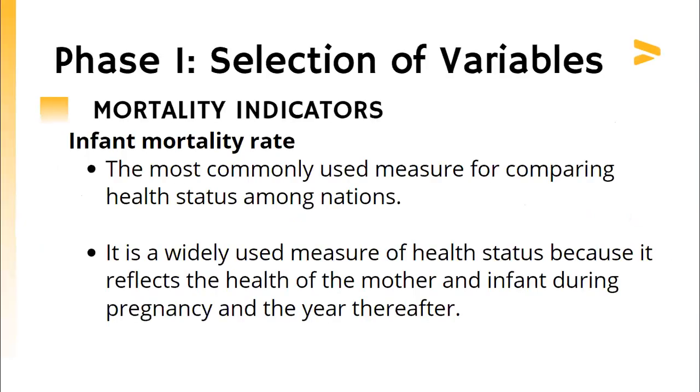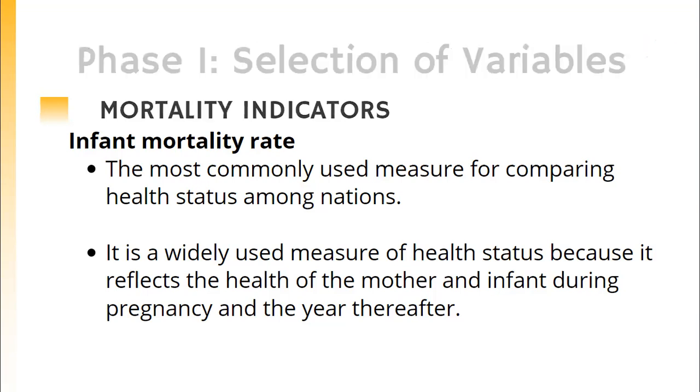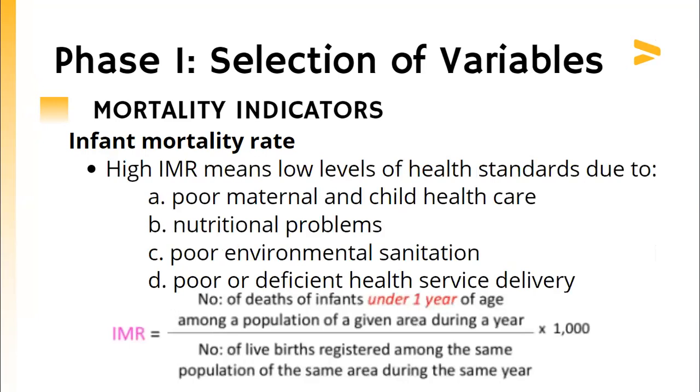So another mortality indicator is what we call the infant mortality rate. This is the most commonly used measure for comparing health status among nations. It is widely used because it usually reflects the health of the mother and the infant during pregnancy and the year thereafter. A high infant mortality rate would mean low levels of health standards due to poor maternal and child health care, nutritional problems, poor environmental sanitation, and poor or deficient health service delivery, all of which contribute to the death of the infant.